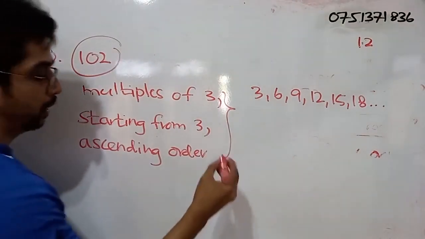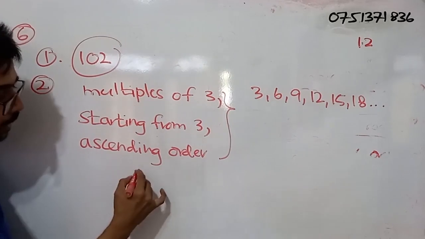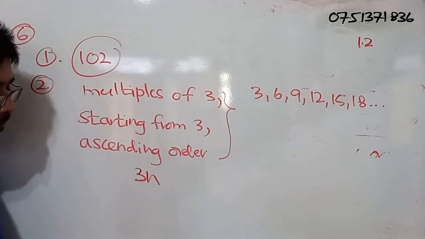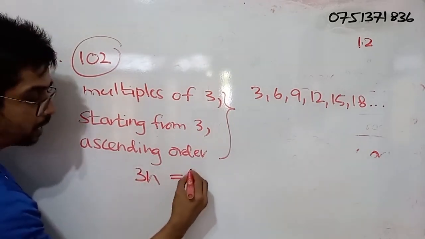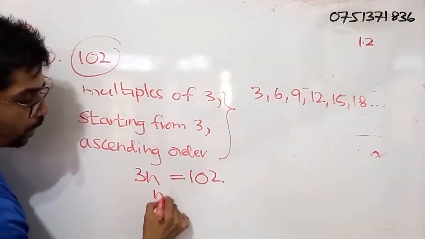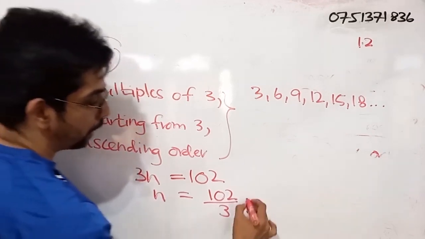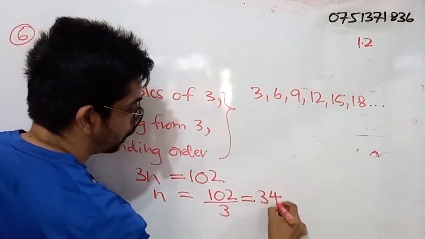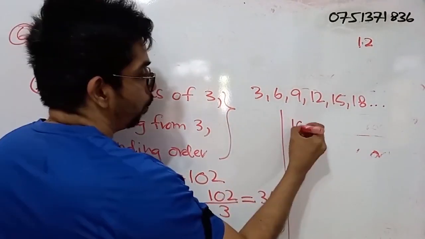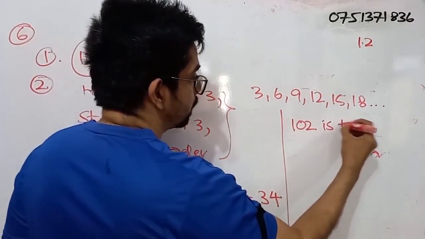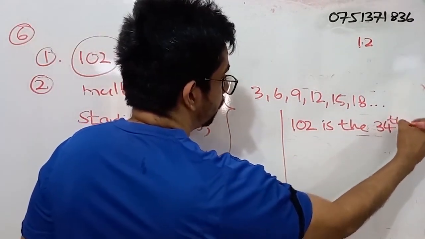How do we find it? We know the general term is what? 3n. 3n is equal to what? 102. So n is what? 102 divided by 3. That means what? 34. So 102 is the 34th term.